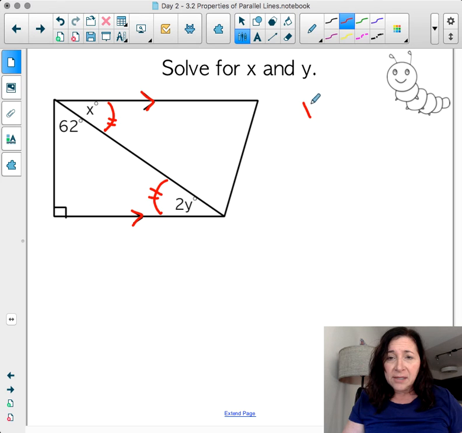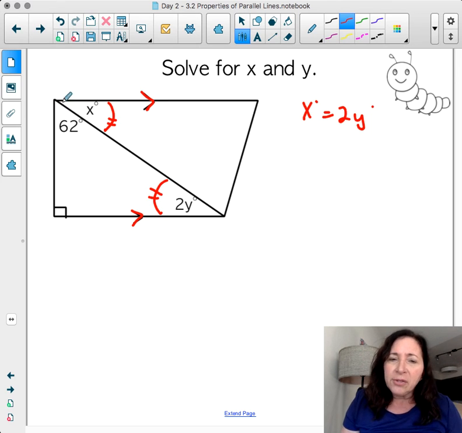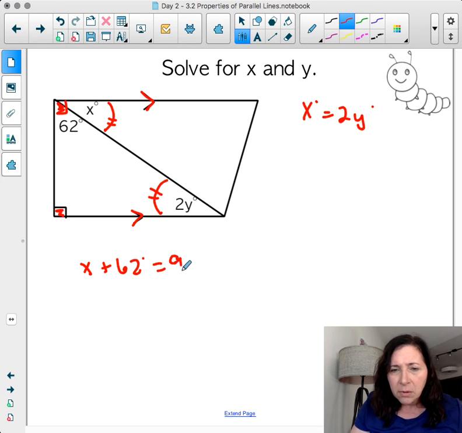So x is equal to 2y. However, I have two variables and no values. What I also know is that this is parallel, which means that if this is a right angle, this is also a right angle, which means that x plus 62 degrees is equal to 90.